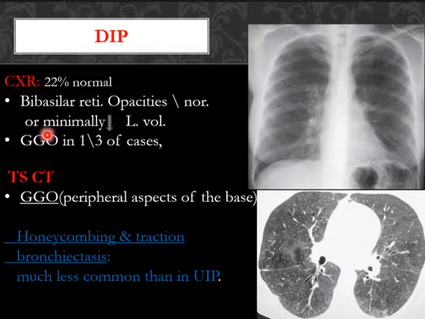Chest X-ray may be normal or show bibasilar reticular opacity. In the CT, we see diffuse ground glass opacification, but honeycombing and traction bronchiectasis, signs of fibrosis, are less common than in UIP. We see in this case just ground glass opacification and some reticulation, otherwise no fibrosis.